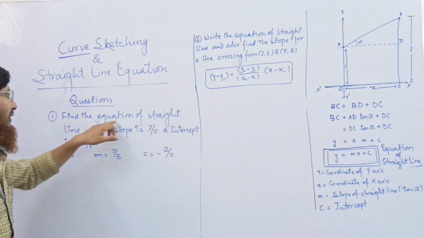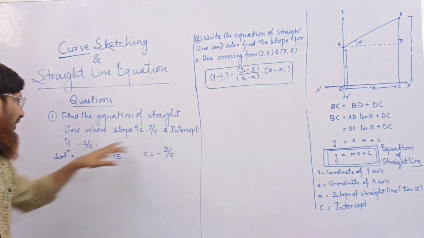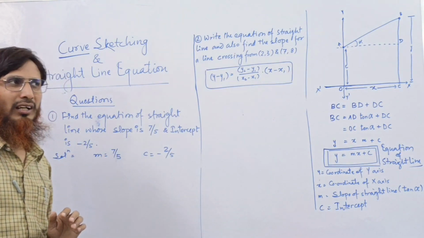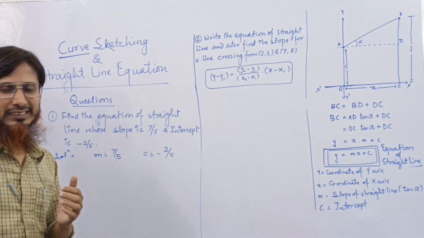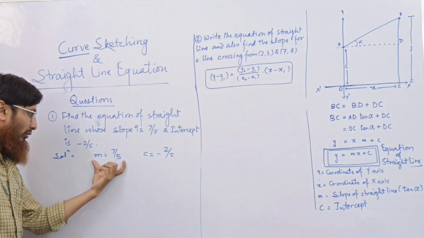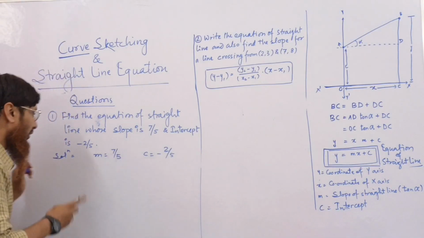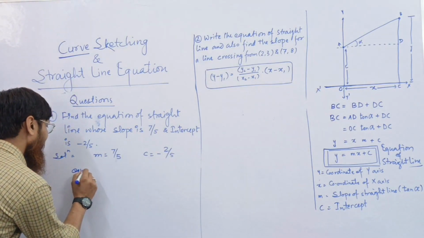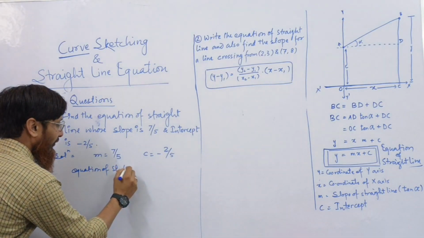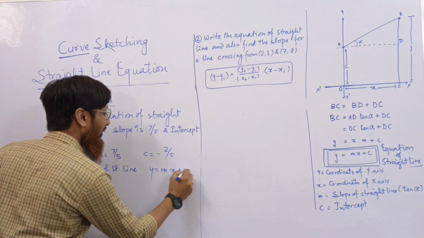The question is, find the equation of straight line whose slope is 7 by 5 and intercept is minus 2 by 5. This is the question. Very easy question is this. That is, we have slope, that is the value of m, and we have intercept, that is value of c, and we know the equation of straight line. What is the equation of straight line? It is y equals to mx plus c.